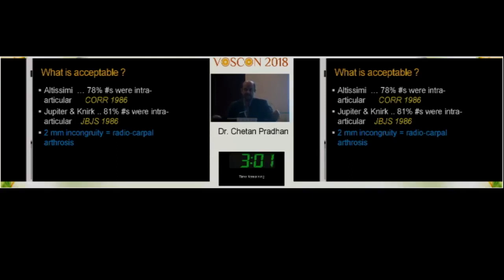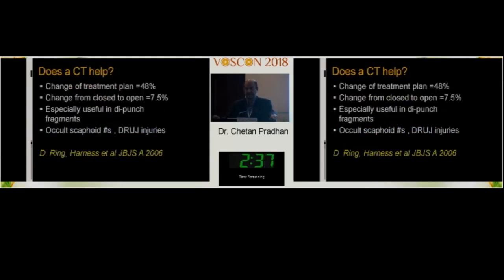If you see all the papers as far as 1986, most of these fractures have an intra-articular component, and even 2 millimeters of incongruity of the radiocarpal joint is going to lead to arthrosis. Now, if your acceptability limits are so low, then it is imperative that on table we see them well, we assess them well, and we correct them well. Does a CT scan help preoperatively? Definitely. David Ring published this change of treatment plan seen in 48% of patients from close to open in 7.5.